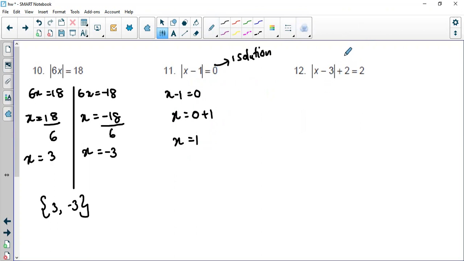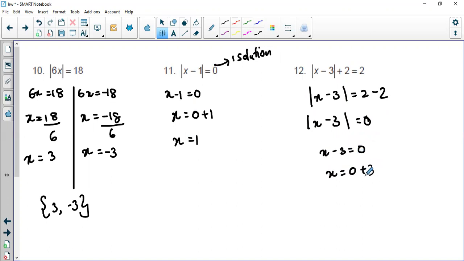Okay, let's solve this. So of course we need to remove this plus 2. So we move it to the other side. That will become x minus 3 equals 2 minus 2. So x minus 3 equals 0. Now again there is a 0. So what's the first rule we just learned here? If any absolute value equation equals 0, you don't have two solutions, you have only one, which is x minus 3 equals 0, x is equal to 0 plus 3, x is equal to 3. So there is only one solution.